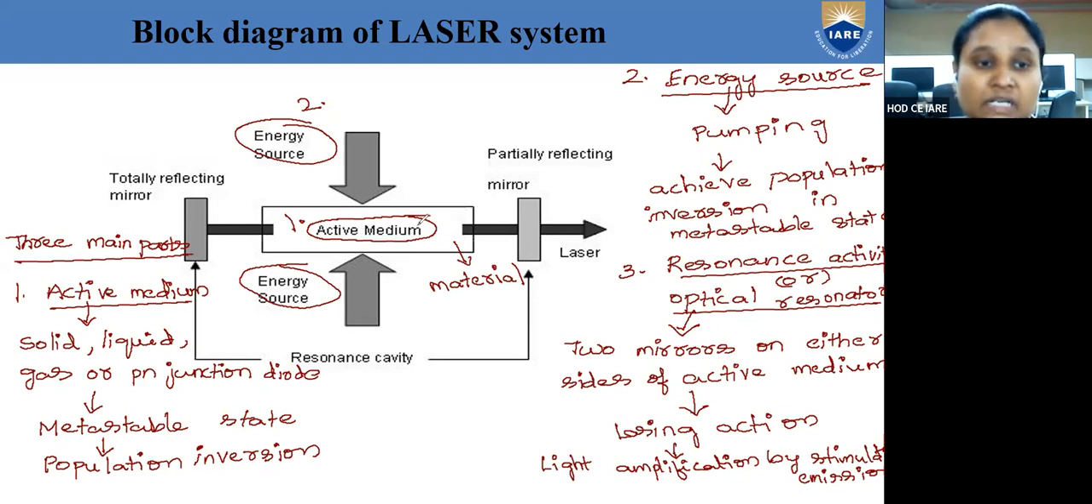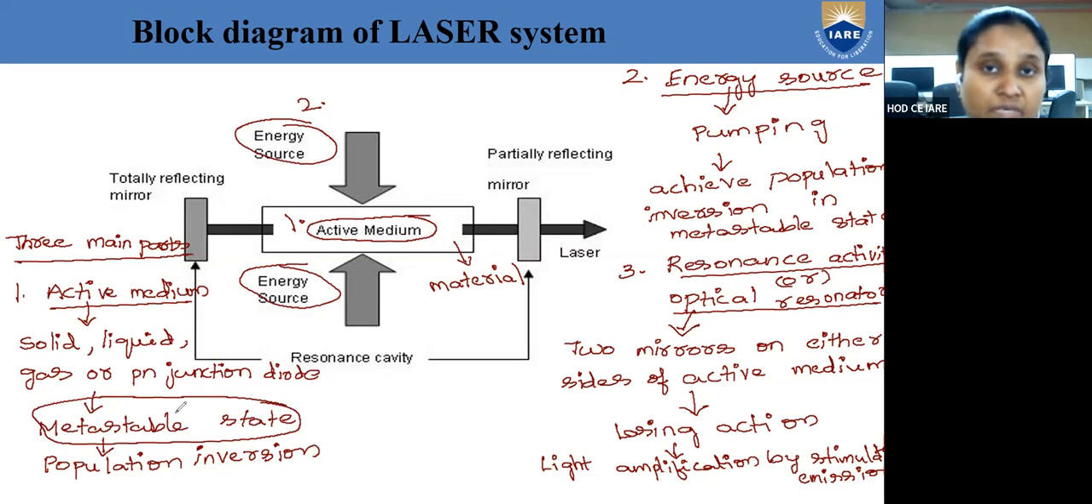So depending upon the material you select in order to produce laser light, that material is called the active medium. And that active medium can be in many forms. It can be a solid material, a liquid material, a gas, or even you can take a PN junction diode in order to generate laser light. And what is the role played by active medium? Inside the active medium, we'll have different energy levels. And once we have different energy levels, there will be one excited state which has the longest lifetime. That one particular energy state is called the metastable state.